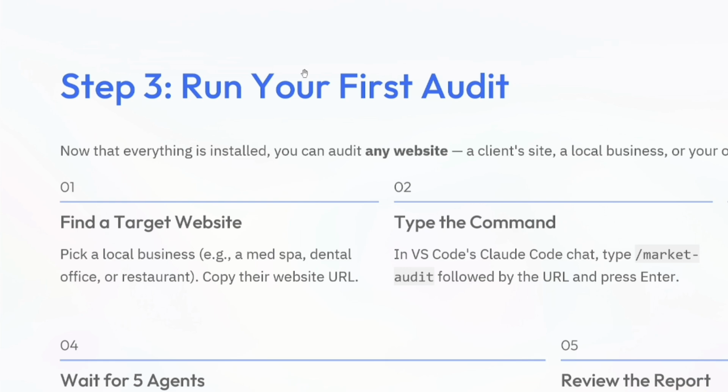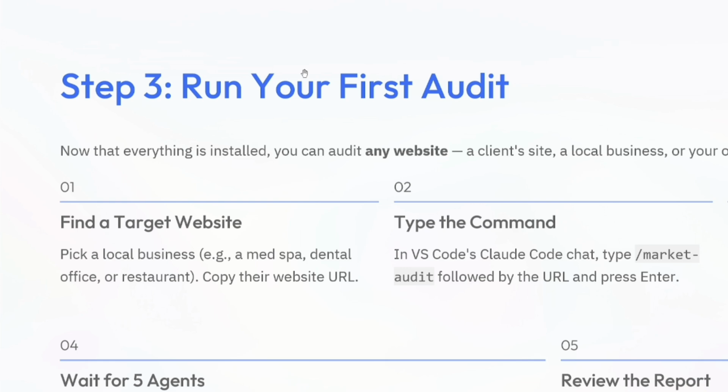Okay, second, in VS Code's Claude Code chat, type slash market audit followed by the URL and press enter. That means in simple words, you have to copy the URL of any website which you want to audit, and simply type slash market audit and paste that URL. Okay, this is the first thing.